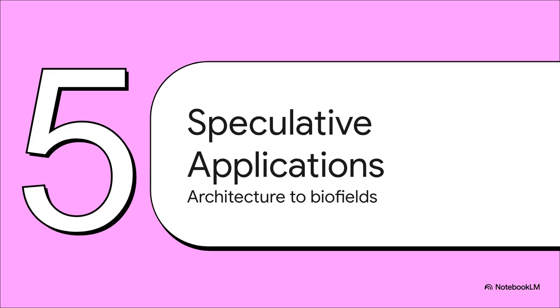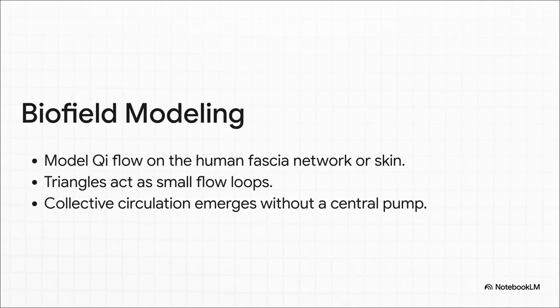So this is a beautiful conceptual model, right? It all fits together so nicely, but what can we actually do with it? Let's look at some speculative but really fascinating applications. First, think about biofield research. Imagine creating a digital model of the human body's connective tissue, the fascia, and then overlaying it with the physics of a Kagome lattice. You could potentially model how a subtle energy field circulates through the entire body, all without a central pump like the heart, just a collective emergent flow.